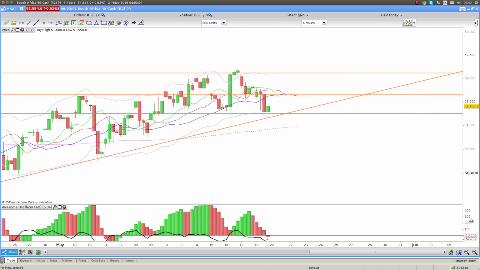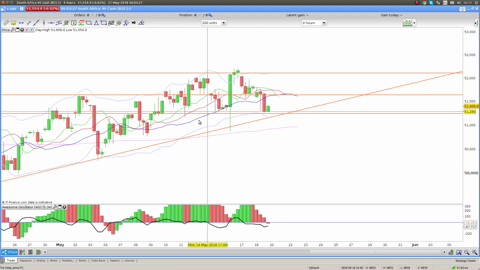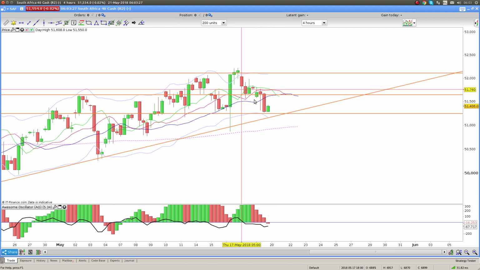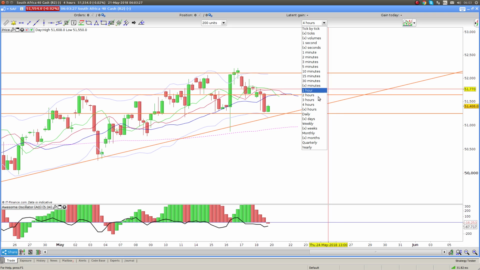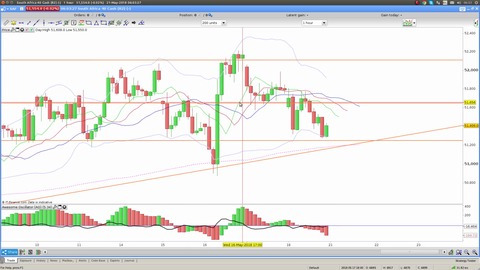The awesome oscillator. Now remember, when the awesome oscillator is below the 0 line here, we have an indication that we're turning bearish. In other words, momentum is moving to the downside. And there are a lot of traders that will take the shorts on the close of the first bar below the 0. For me, the trend has to have reversed, and at this stage, I don't think the trend has reversed. It's just retraced. And I think the hour is what we really want to watch.